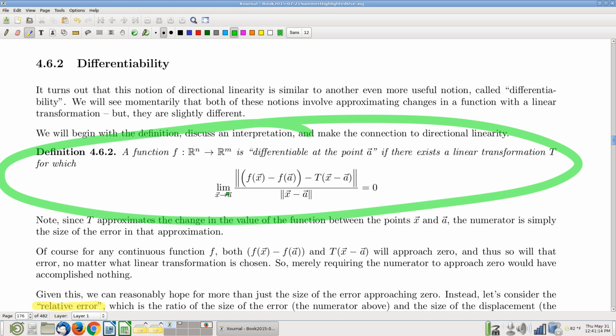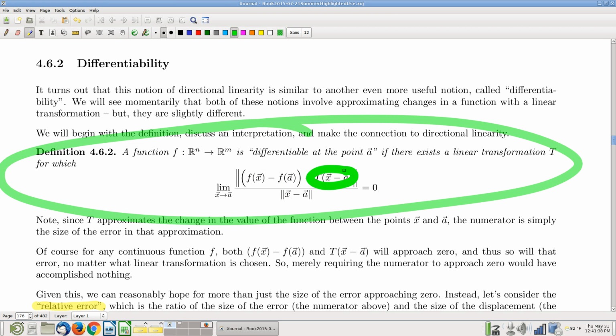Let's look at what we've got here. We've got a point A that we're approaching. So we're interested in looking at the values of the function at points X that are near A. Here's how much f actually changed between A and X. I mean, that's the increment, right? F here, f there. What's the difference? That's the actual change in the function.